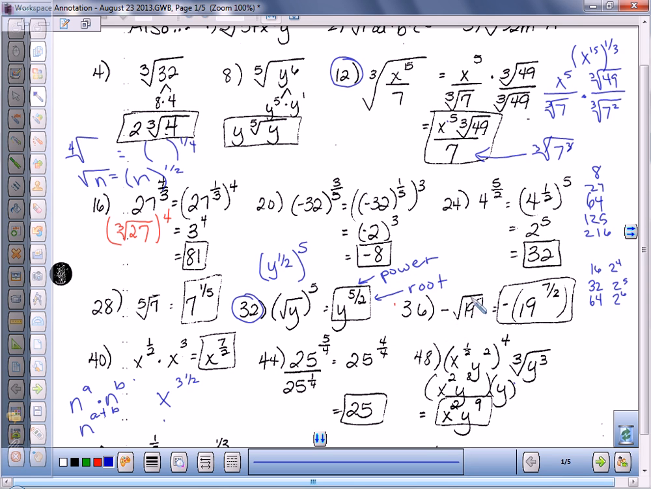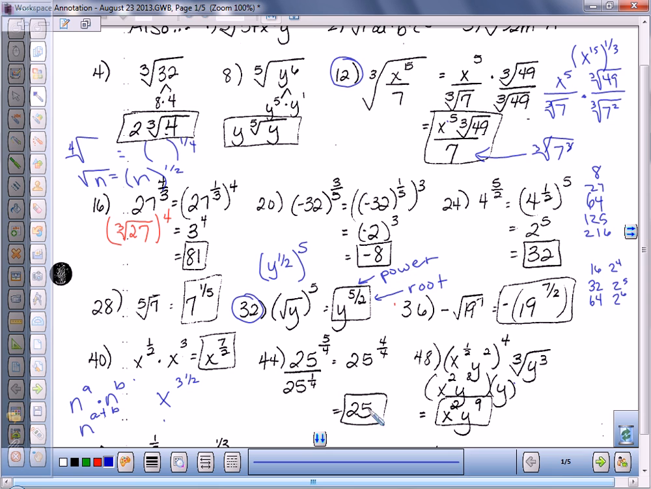Number 44. All right, this is division of like bases. When you have division, what can you do with the exponents? Subtract them. So what is 5/4 take away 1/4? 4/4. And 4/4 is just the same as first power.